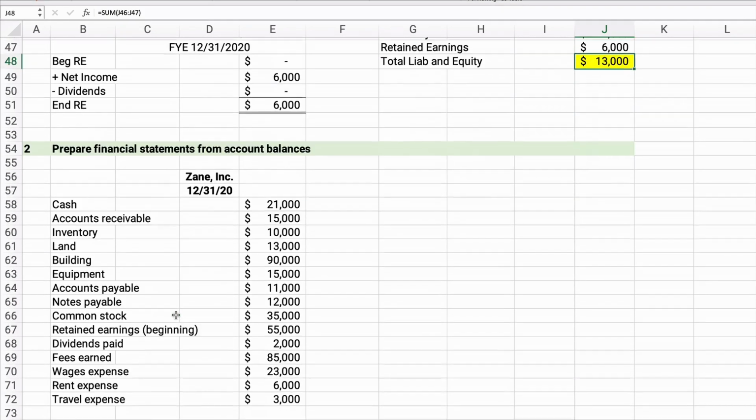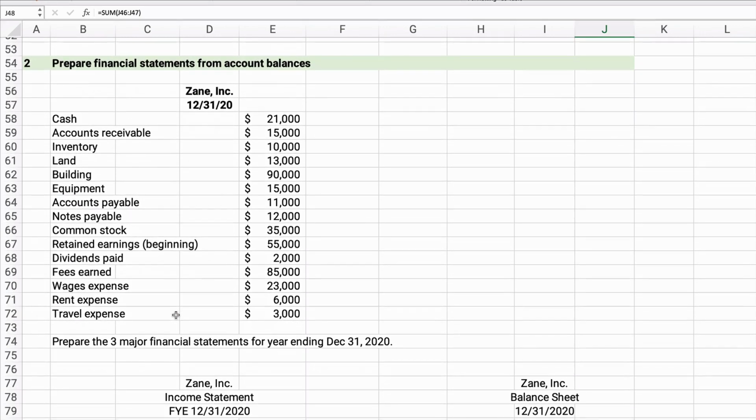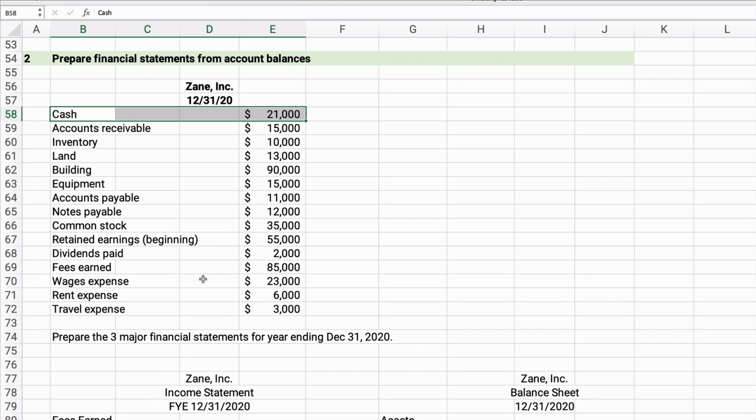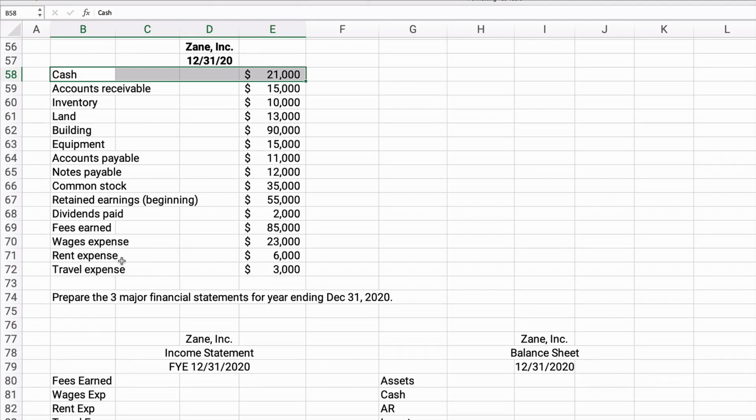Let's continue. Let's do a problem where we're given, this is essentially a trial balance without the debits and credits, and so part of this is you need to know what type of account it is and the balance. It doesn't really matter right now if it's a debit or credit balance because we know the normal balance. So for example, cash is an asset that has a normal debit balance. And so we have all the accounts with all the balances, and we need to do our 3 financial statements.